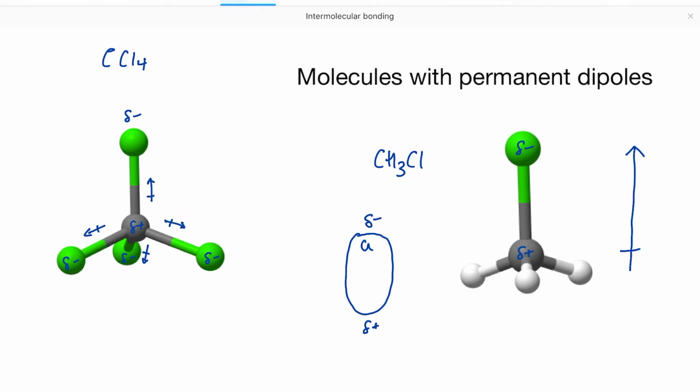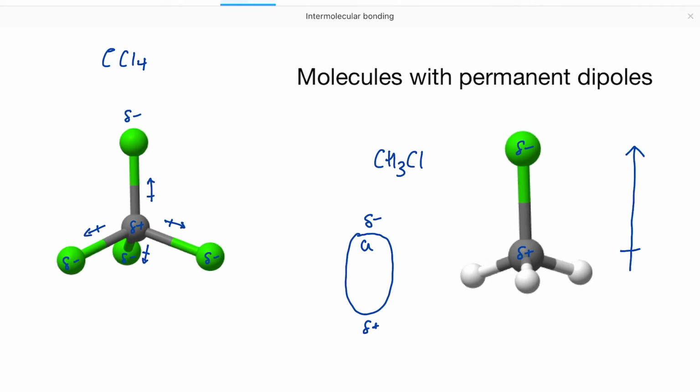It's got a permanent uneven distribution of electron density across the molecule. I'm saying this really slowly because this is the key language. There's no point beating about the bush here. Just use the language that the mark schemes are going to give you the marks for.